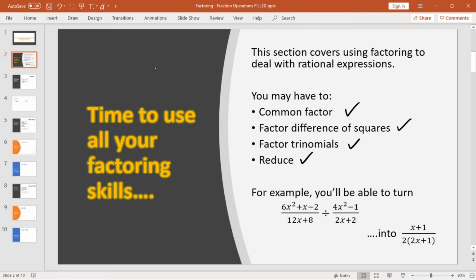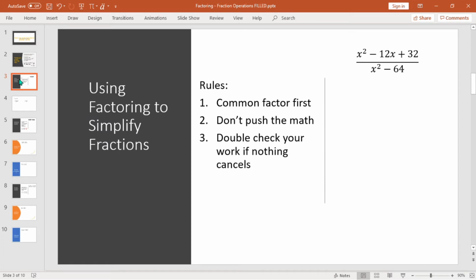So at the end of the day, I want you to take something like this and turn it into something like that. These are epic, so just bear with me. So first we're going to start with simplifying fractions. So we're going to common factor first. And when I say don't push the math, I mean don't try and make things equal to each other that are not equal to each other. On the other side, if you go through and you have nothing canceling, you've just factored and nothing changed, double check your math. All right, so let's look at this example here.